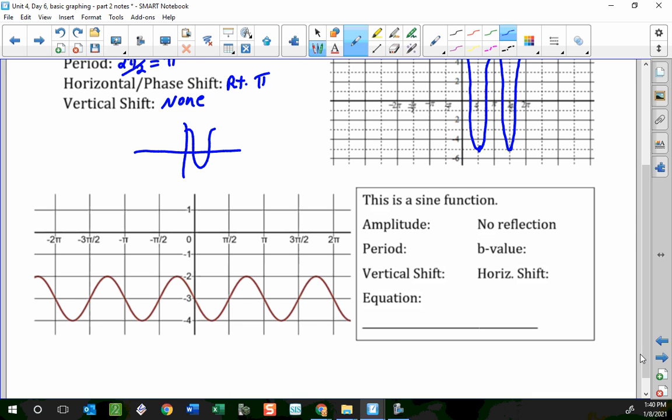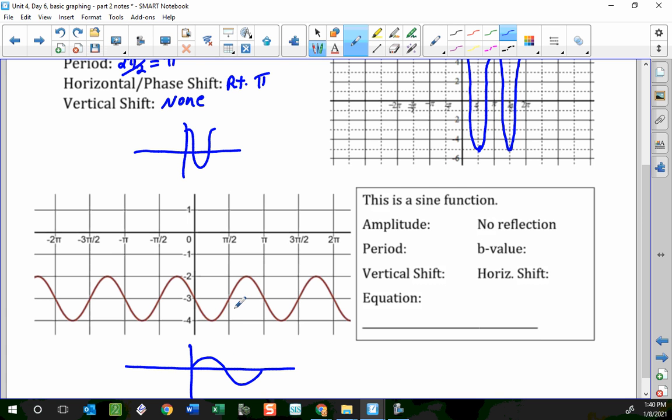All right, so the last one's here. This one is a sine function, and we're going to want to tell all the things about it. There's been no reflection. So normally sine looks like this. It's like that and like that.